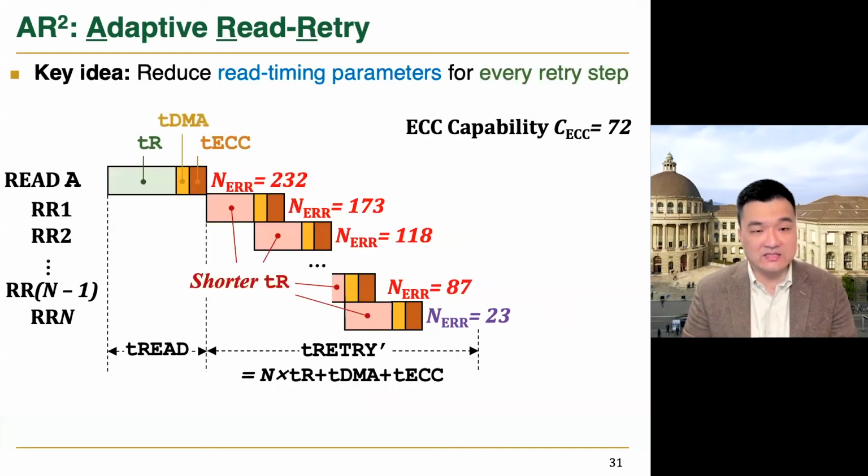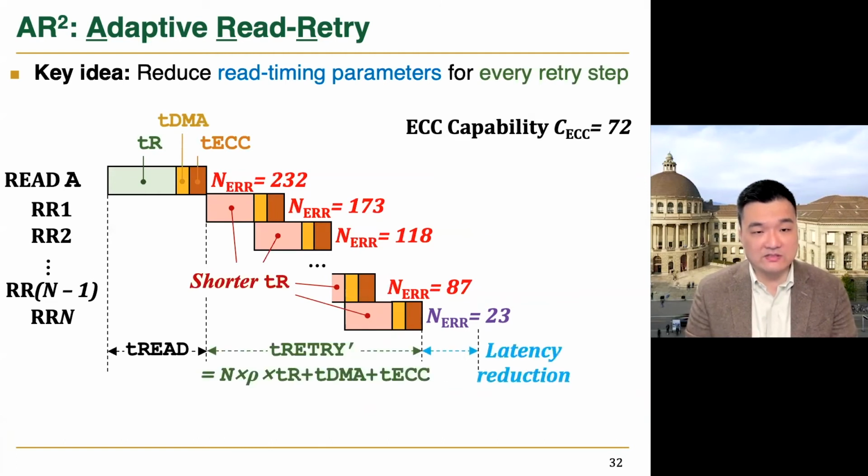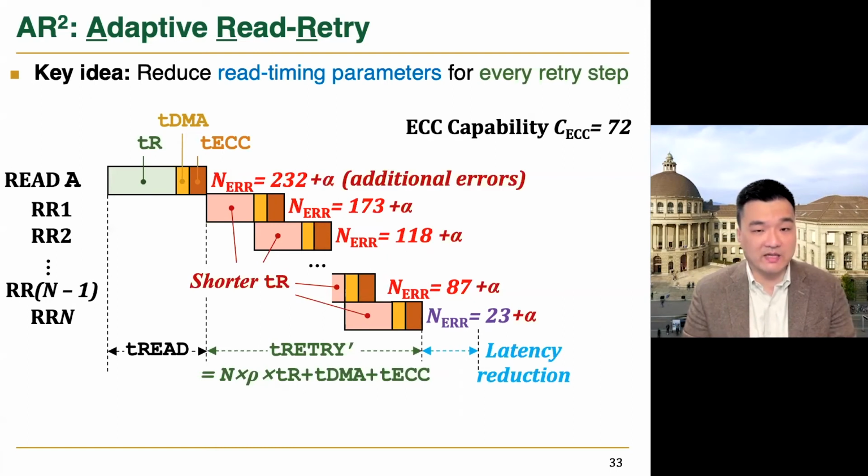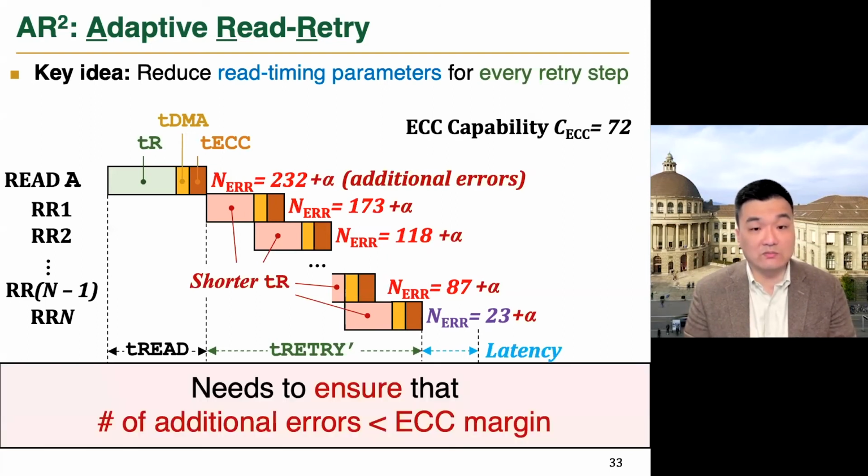AR scale exploits this ECC margin to reduce the read timing parameters, meaning the page sensing latency, for every retry step, which further reduces the read-retry latency. However, reducing read timing parameters would inevitably increase the number of raw bit errors, so we need to ensure that the number of additional errors does not exceed the ECC margin in the final retry step, because otherwise the ECC decoding of the final retry step would fail.